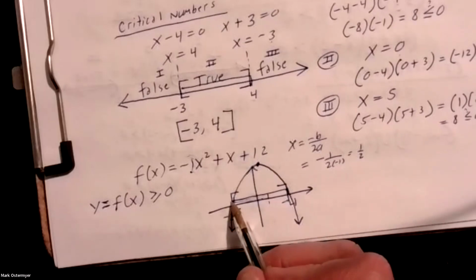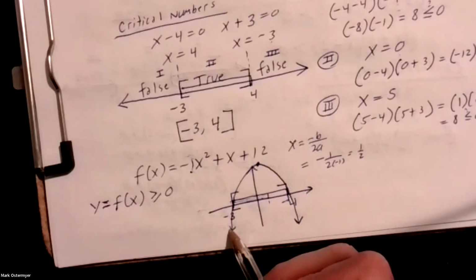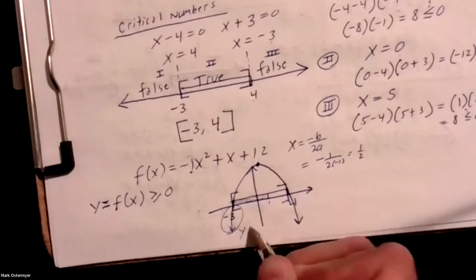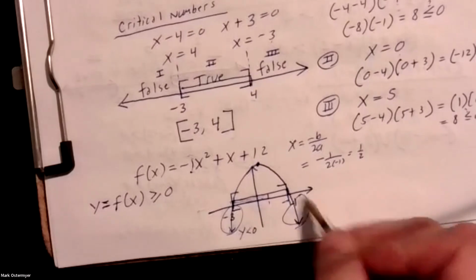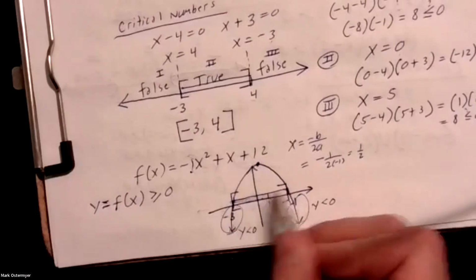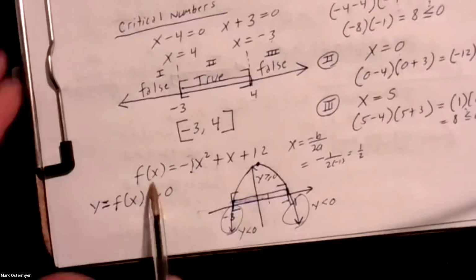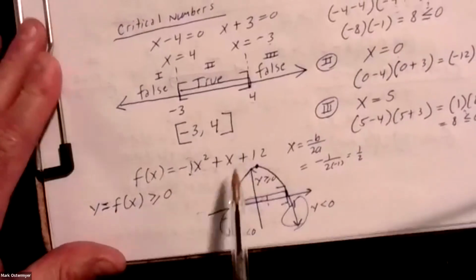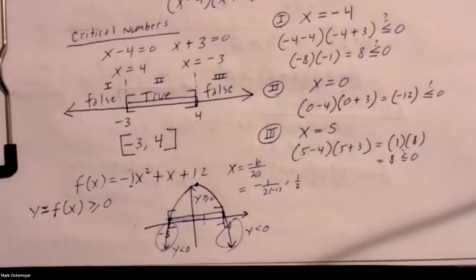If you go in this interval below -3, the graph is below the x-axis, meaning down here y is less than 0. Or if you go above 4, the graph is below the x-axis where y is less than 0. It's only in between -3 and 4 where y is greater than or equal to 0, where f of x is greater than or equal to 0. Do we understand the graphical interpretation of the solution set?